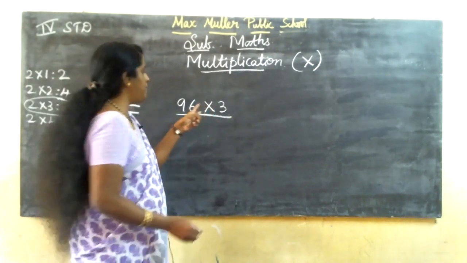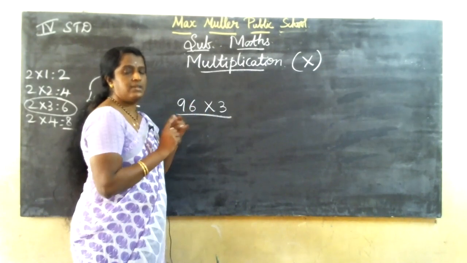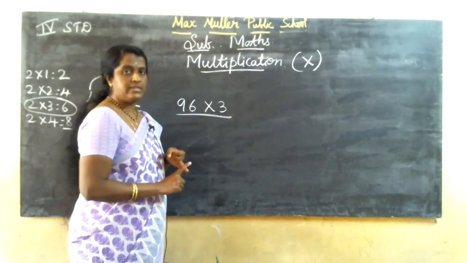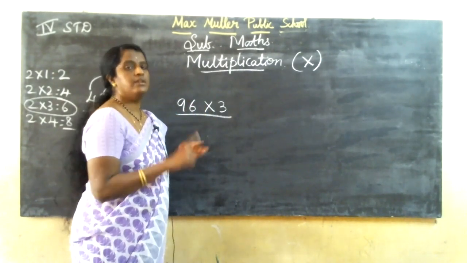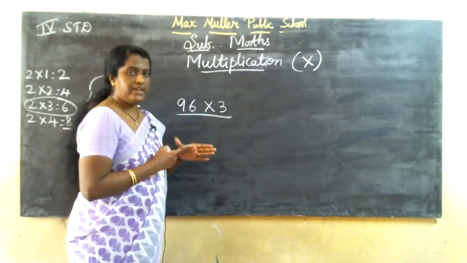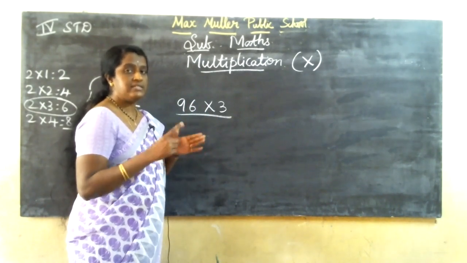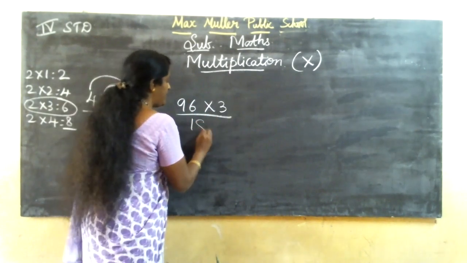3 1s are 3, count up to 6. 3 1s are 3, 3 2s are 6, 3 3s are 9, 3 4s are 12, 3 5s are 15, 3 6s are 18. You will write 18 like this.